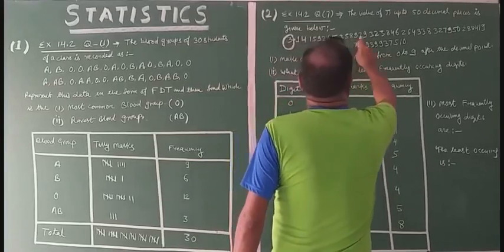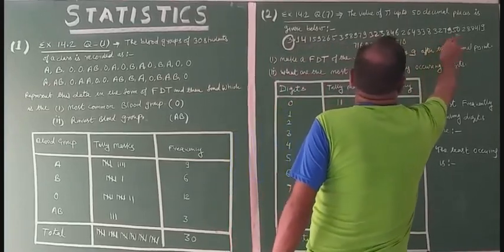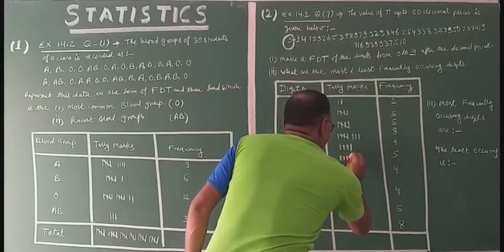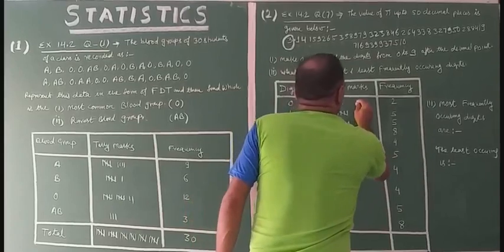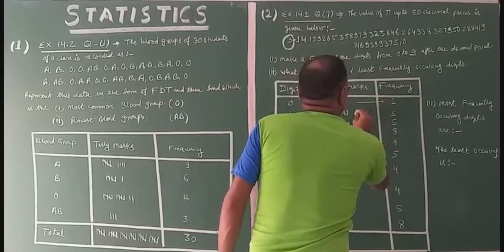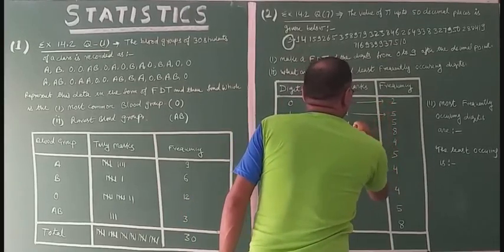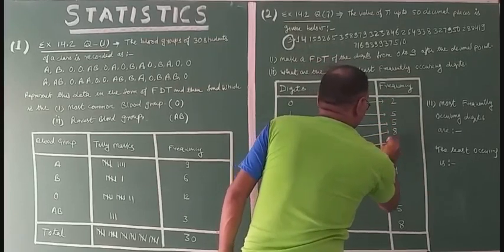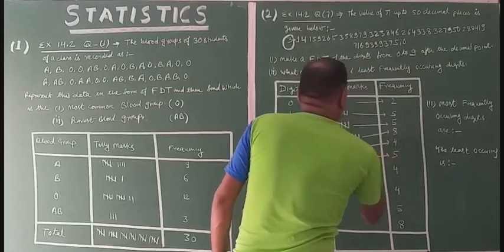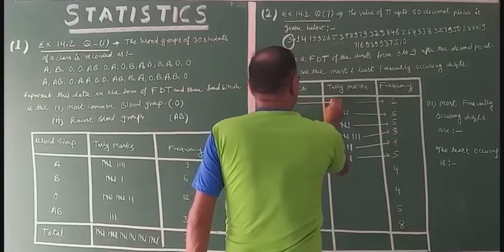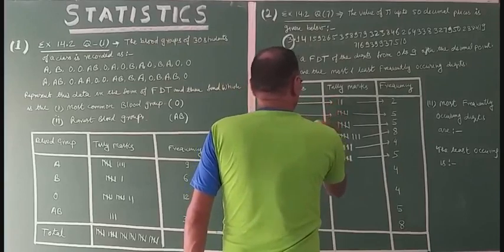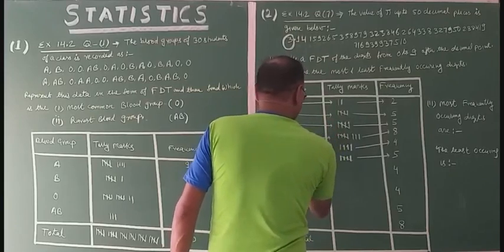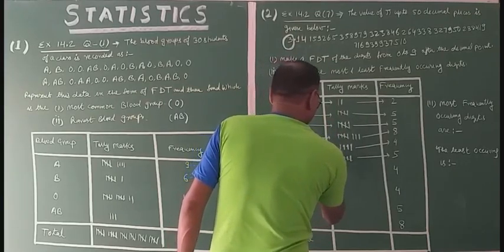5: 1, 2, 3, 4 and 5. 5 is 5 times. This is 2 times, this is here. Is it okay? This is digit 4. This is 5.